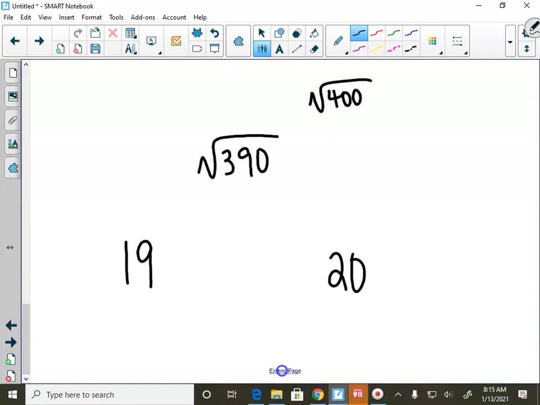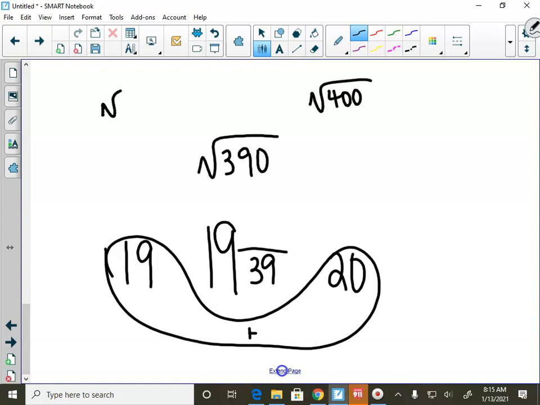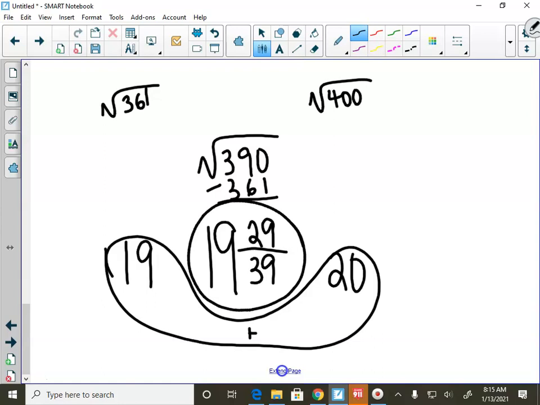Now, if you don't know what 19 squared is, it's okay, because you know that that has to be this number. So we already know this, right? We have that much done. So if you have to, multiply 19 times 19, and that'll give you this 361 here. Then subtract 361, and we're going to get 29. So our answer is 19 and 29/39.